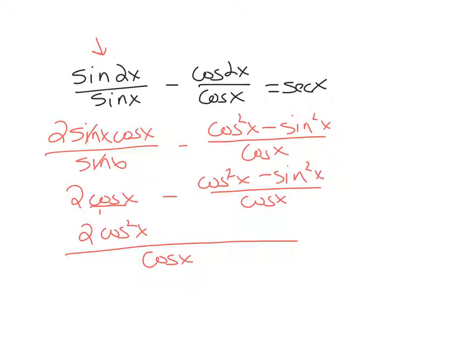So I'm going to rewrite it: 2 cosine squared x minus cosine squared x minus sine squared x. My handwriting is getting really bad. Sorry, my stylus is kind of going crazy. I'll blame it on that.